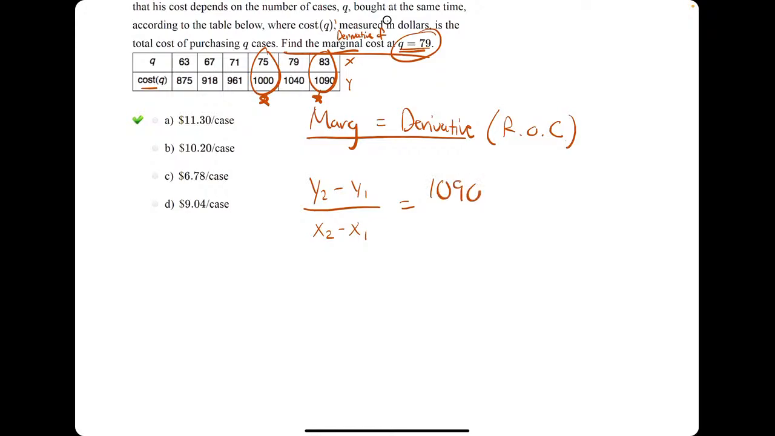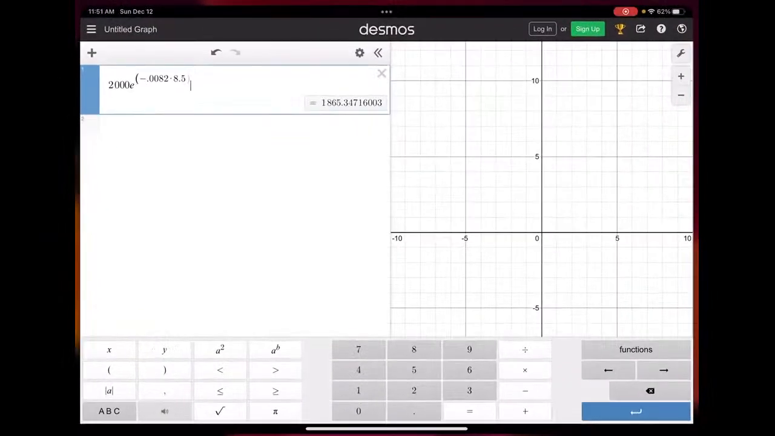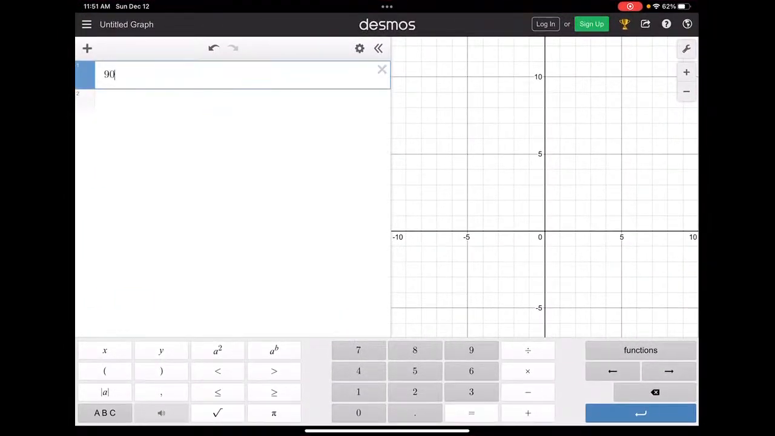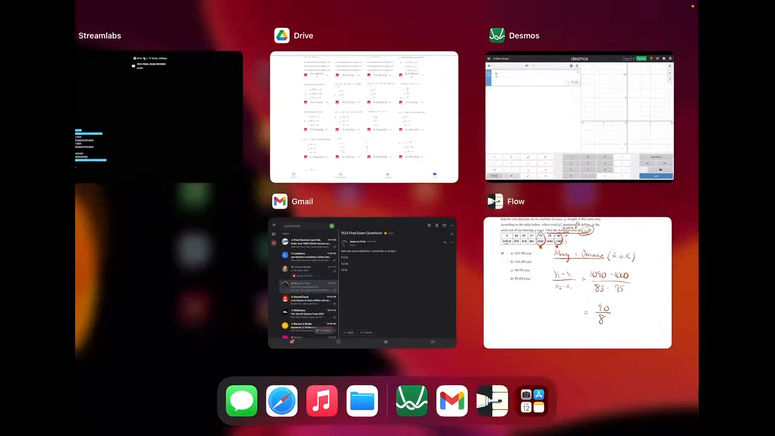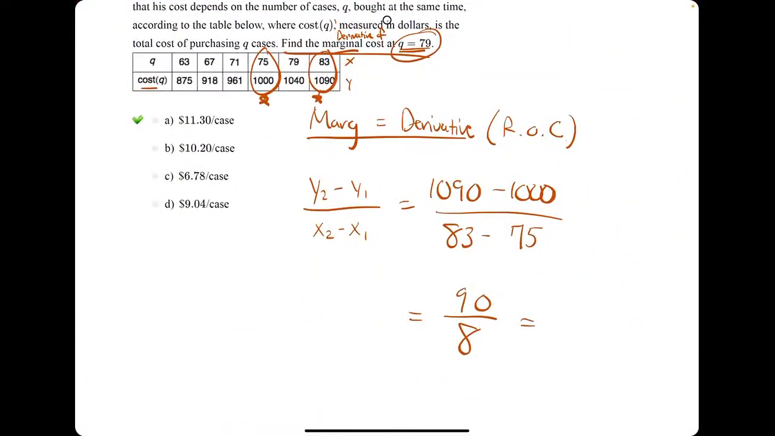Let's give it a shot real quick. We have 1090 minus 1,000, all divided by 83 minus 75. So on top we get 90. On bottom we get 8. So 90 over 8 is about 11.25. And that's the quick way to get your answer.